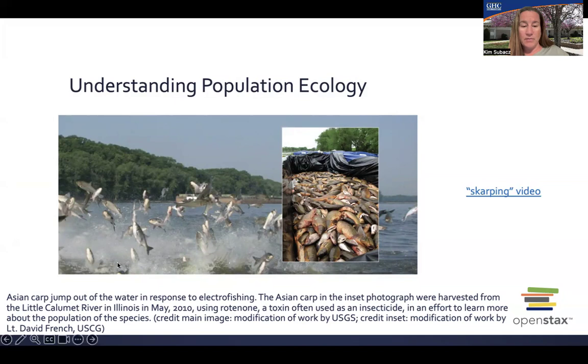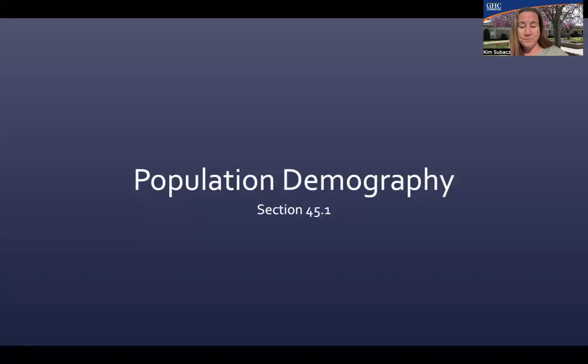So they have an example of how people are going in and sampling, shocking them with an electrofish survey to count them. And then there's another example in the picture where they've poisoned them to study the population. But studying populations is absolutely key, important in biology. If you are going to study an animal, you want to know how many of the animals there are.